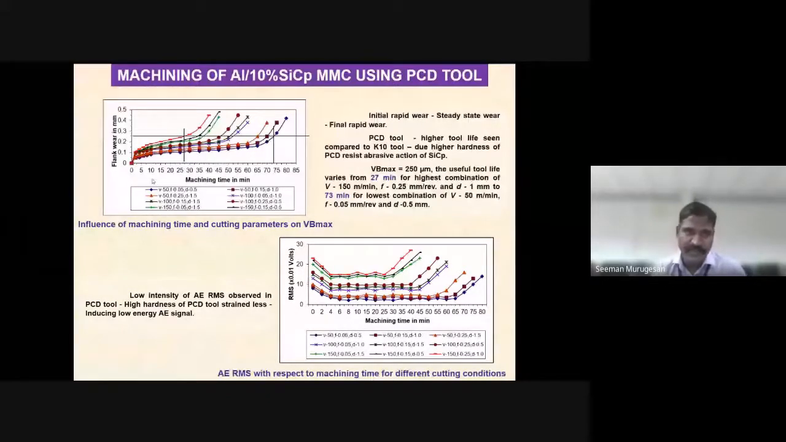L9 orthogonal array will be used. Here also there are three different regions: initial rapid wear due to the rounding of the nose, then steady state wear, then final rapid wear. So a higher tool life is seen for the PCD tool compared to the K10 tool, due to the higher hardness of the PCD. This is the abrasive action of the silicon carbide particulate.